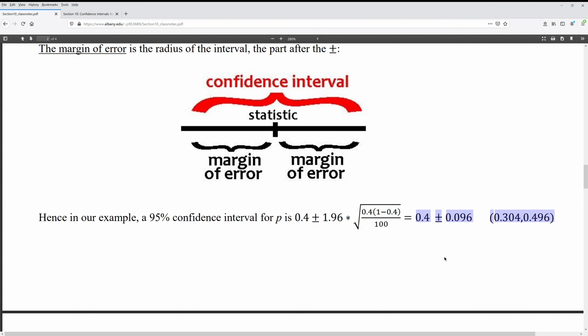Number one, we are 95% confident that the proportion of licorice is 0.4 with a margin of error of 0.096. Number two, a 95% confidence interval for the proportion of licorice is 0.304 to 0.496. Number three, we are 95% confident that the proportion of licorice is between these numbers. What am I up to? Number four.